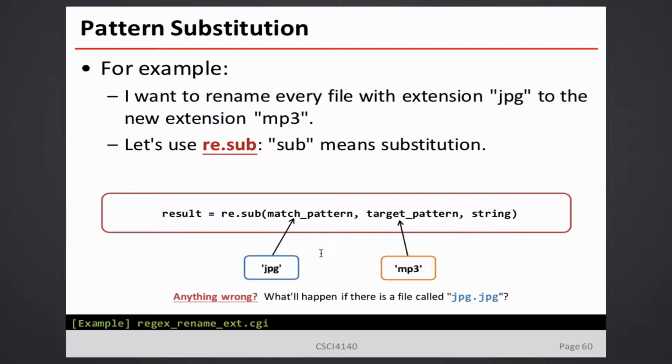Now, let's see, we want to do this. I want to run a program. I have a file name and I want to rename it into another file name. It seems to be simple: I have all JPG, change it into MP3. And I teach you a new thing called sub, pattern substitution.